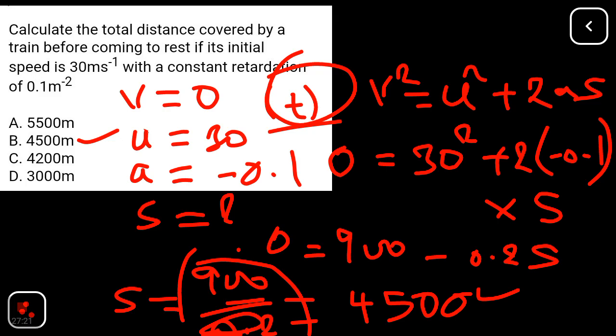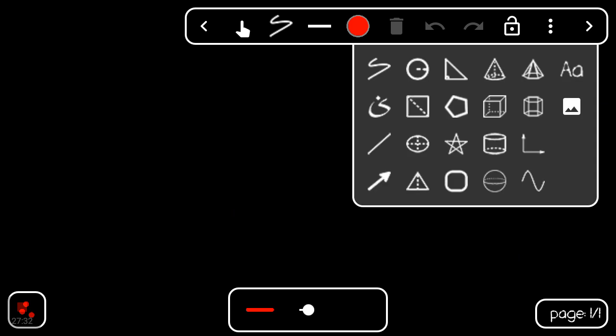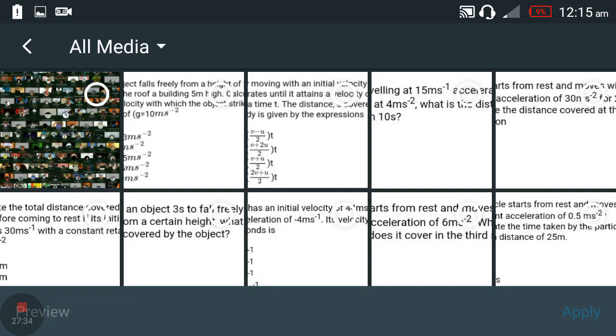I'm using my hand to do it, that's why it's taking me like this, right? Use your calculator to get it fast. If you don't want to use a calculator, you follow me. So B is the right answer for that. Now let's go to the next question.